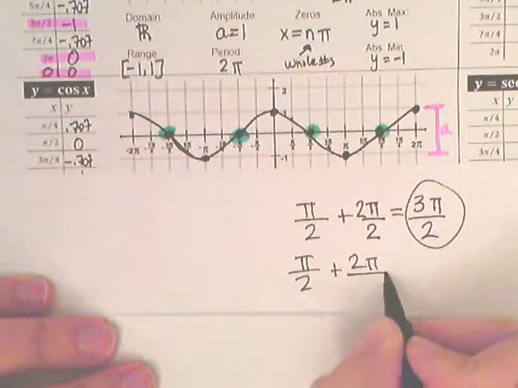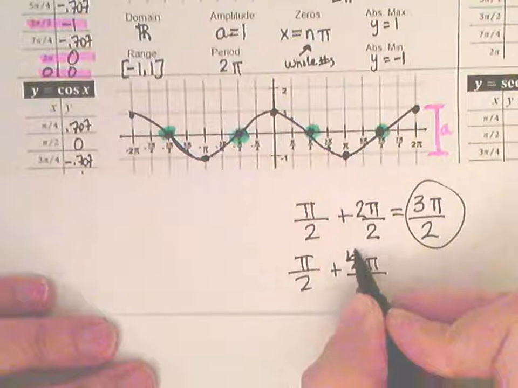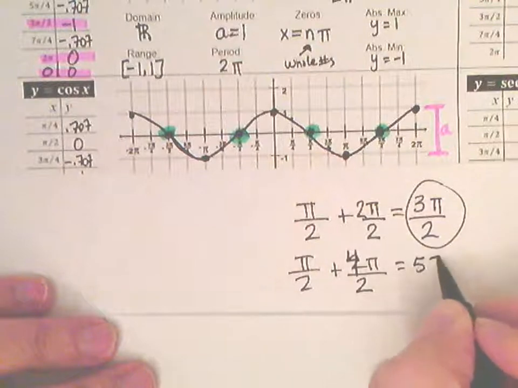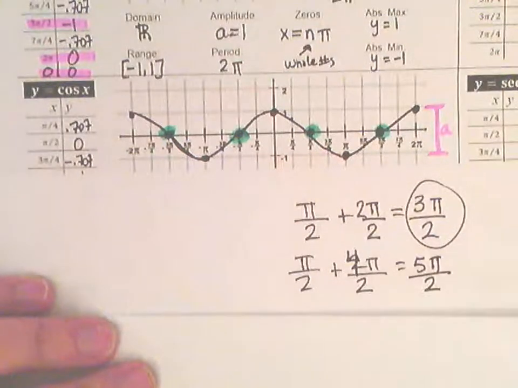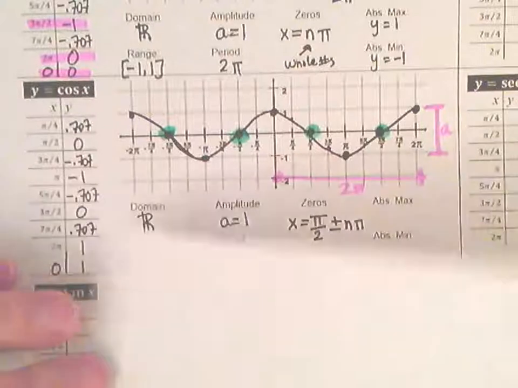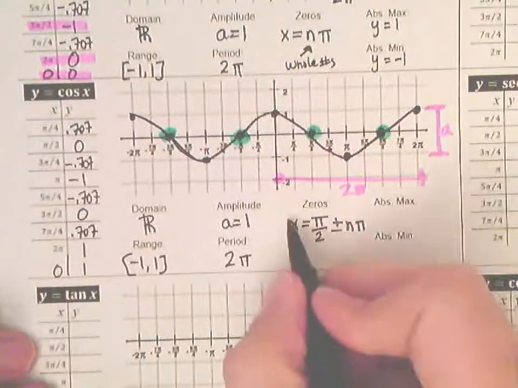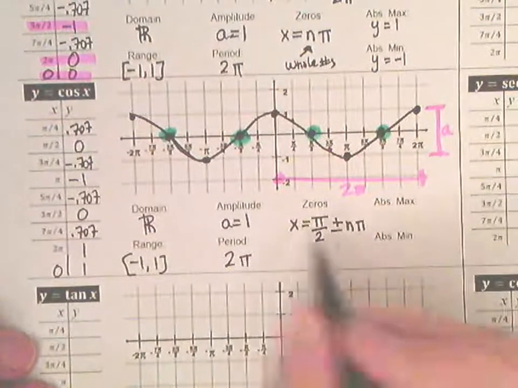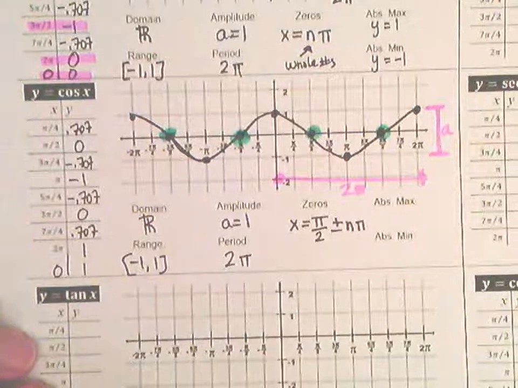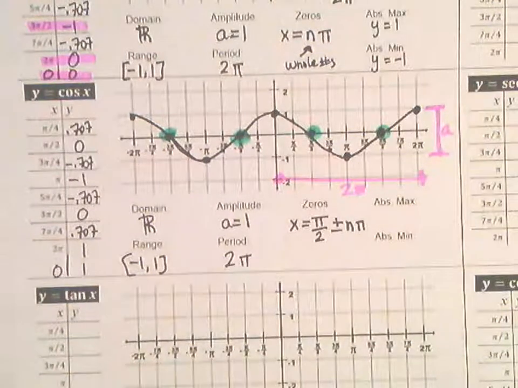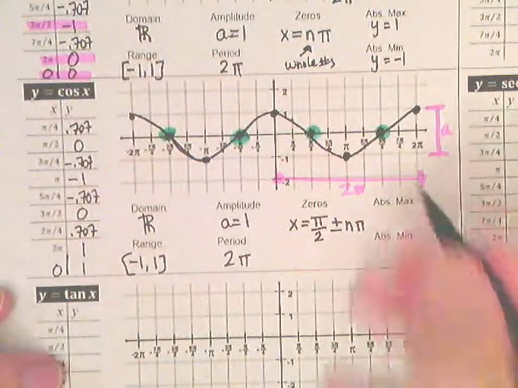So if you make a common denominator, this becomes a 2, this guy becomes a 4. So guess where our next 0 is? At 5 pi over 2, and so on and so forth. So instead of writing all of that down, we use this equation. It's very important for you to remember these equations because they're going to help you identify the asymptotes as well as zeros in the other functions.